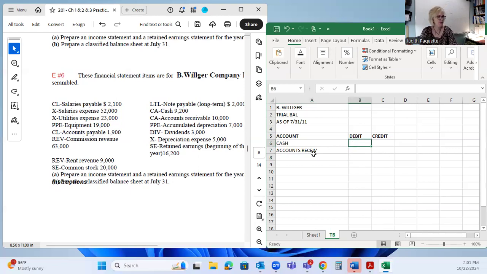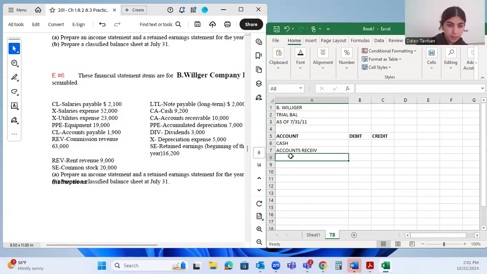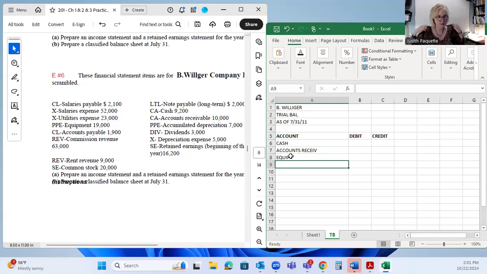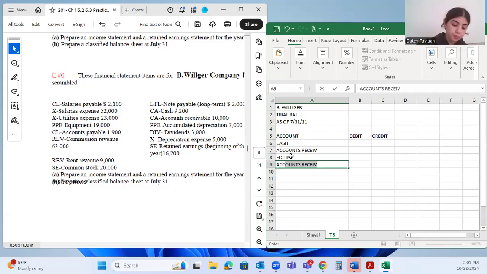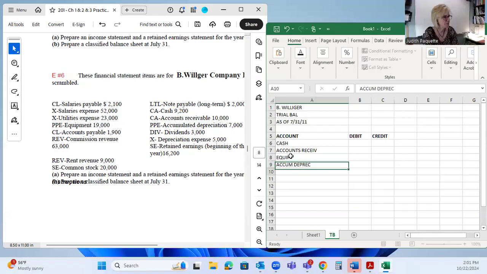I'm not going to put the dollar amounts there yet. After cash and accounts receivable comes PPE, so we're going to say equipment. And you'll notice I'm not saying assets, liabilities here on the trial balance. I'm putting the actual account title. And we have accumulated depreciation. That's also PPE. And I don't see any other asset accounts. So now we'll go into liabilities.